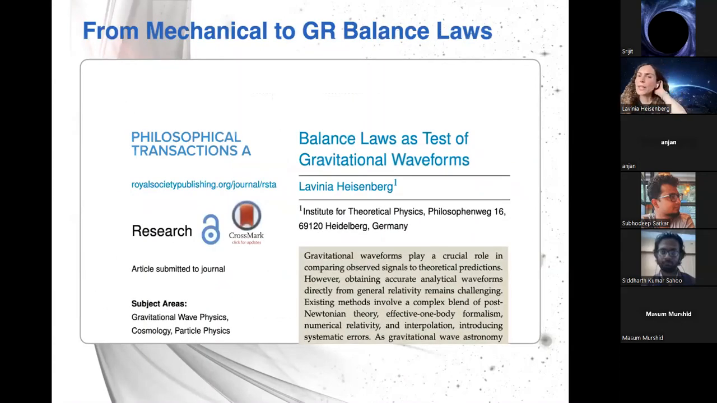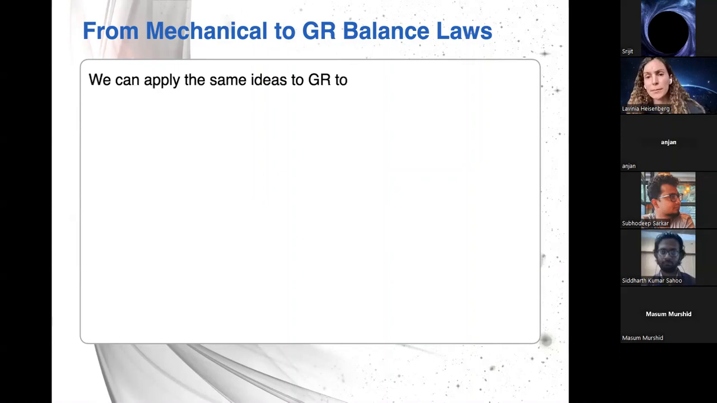Okay, now I would like to go from the mechanical to the more complicated general relativity balance laws. As I said, you can have a more detailed exposure here from this article. I will try to use the remaining time to explain the idea behind the balance laws in general relativity and how we can use them in order to test waveform models.